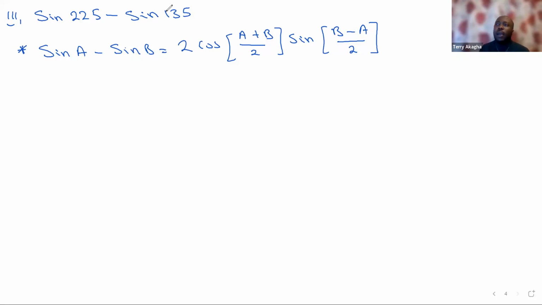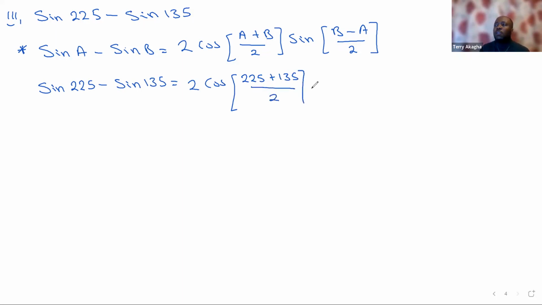All right. So similarly, you just apply the formula here. Because we now know our A is 225 and our B is 135, we can easily say sine 225 minus sine 135 will be equal to 2 cosine of (225 plus 135) divided by 2, times sine of (B minus A), so it's going to be (135 minus 225) divided by 2.